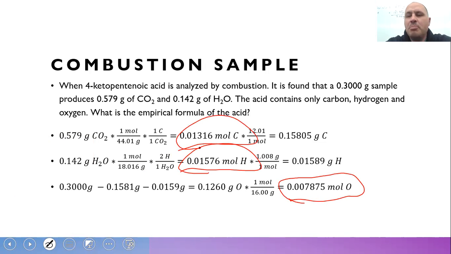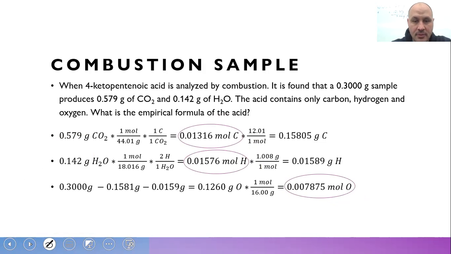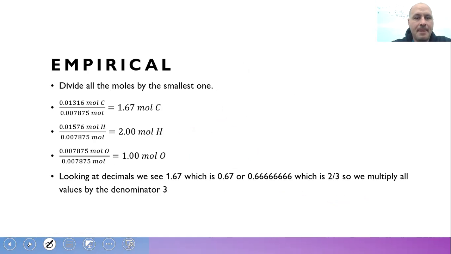Because if you recall empirical formulas, the first thing we want to find is moles of everything. Now we're going to divide all 3 of these by whatever one is the smallest, which in this case is my oxygen right here at 0.007875 moles. See them circled? There we go. Those are important to us. So divide them all by the smallest one, which you can see I did here, and I got 1.6, 2, and 1.